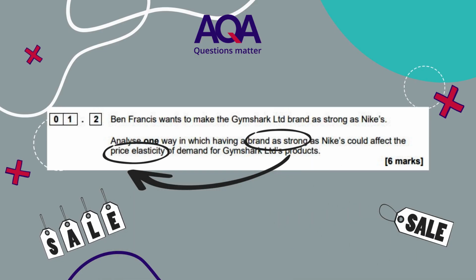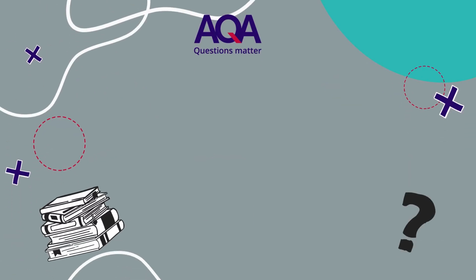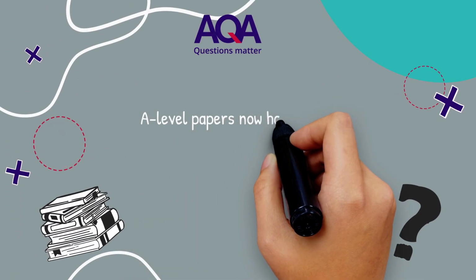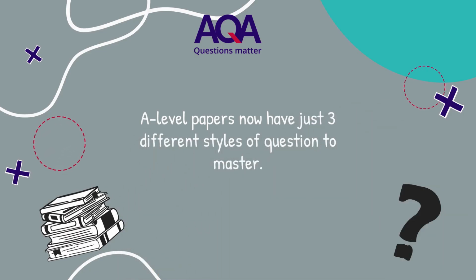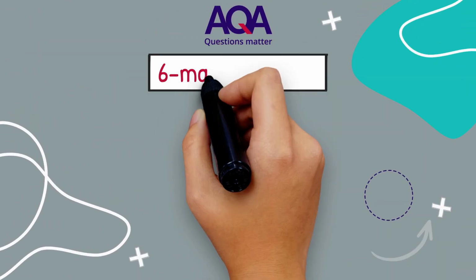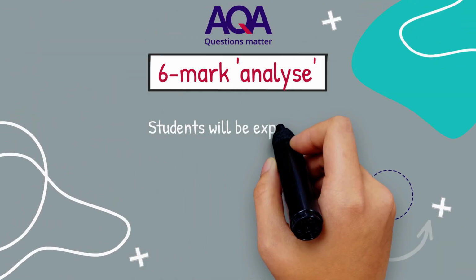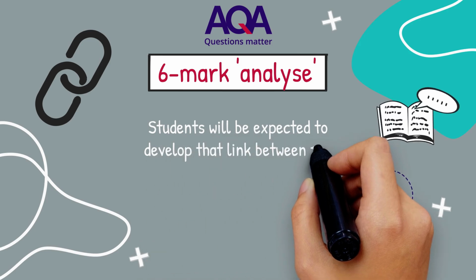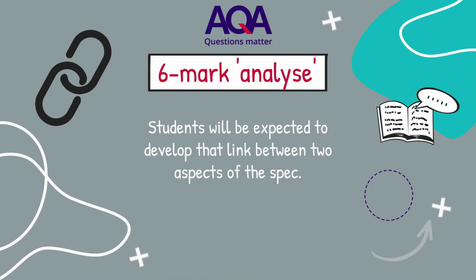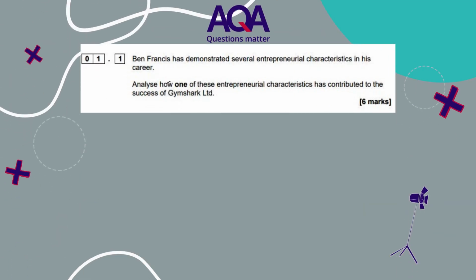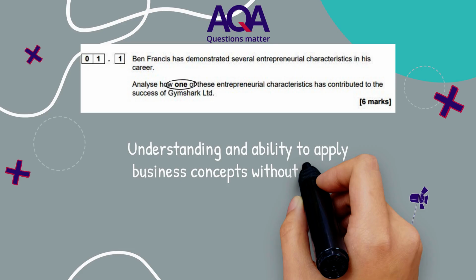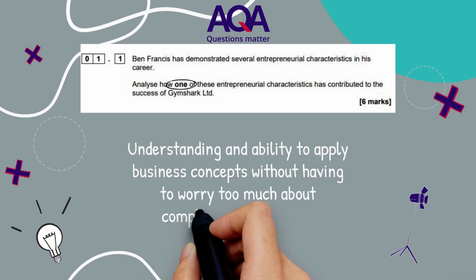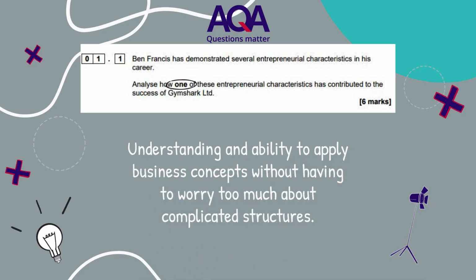That's basically it. We've taken the approach of simplifying the range of questions. So A-level papers now have just 3 different styles of question to master. And for the 6-mark analyze questions, your students will simply be expected to develop that link between 2 aspects of the spec. What's more, the questions are going to focus on just one link, which should make it easy to showcase students' understanding and ability to apply business concepts without having to worry too much about complicated structures.